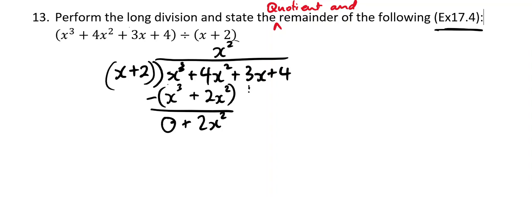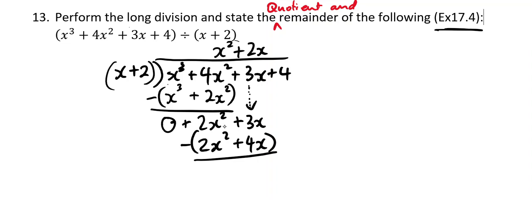Then what happens is we bring this down. In a normal long division, you bring the next place value down. So we're going to have plus 3x. Okay, and then we're going to have a go at doing it again. We're going to go x times by what gives 2x squared? Well, x times by 2x gives 2x squared. So we're going to go plus 2x there, above the x place value. So 2x times by x gives us our 2x squared. Then positive 2x times by 2 is positive 4x. And then we are going to subtract that whole thing from this part here.